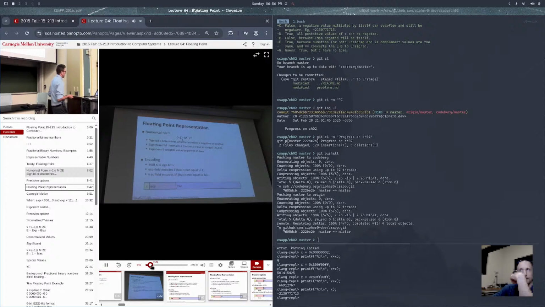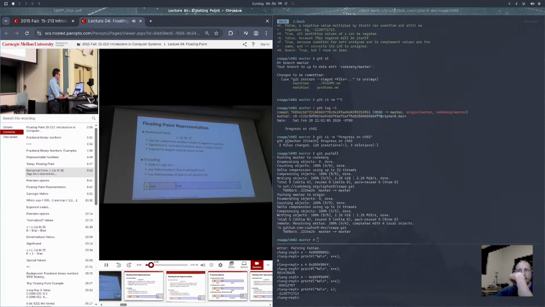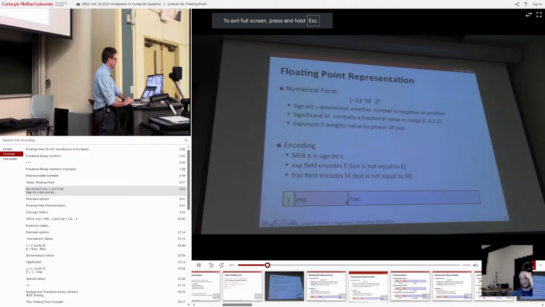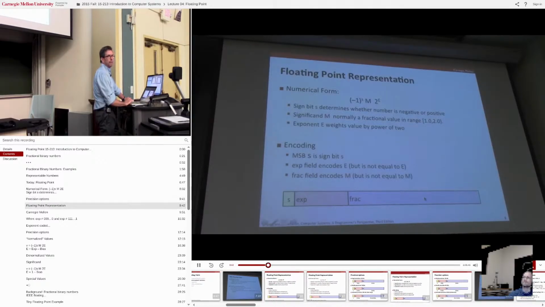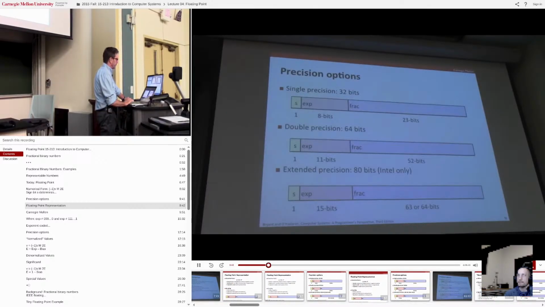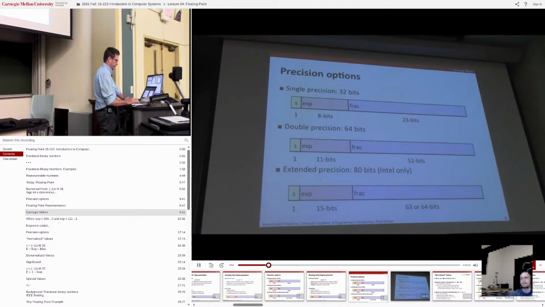The sign bit s is the most significant bit, and this is followed by some number of bits called the exp field, which encodes the exponent e, but it's not identical to e. It encodes e, and we'll see how that works. The remaining bits are the frac field, which encodes m but isn't identical to m.